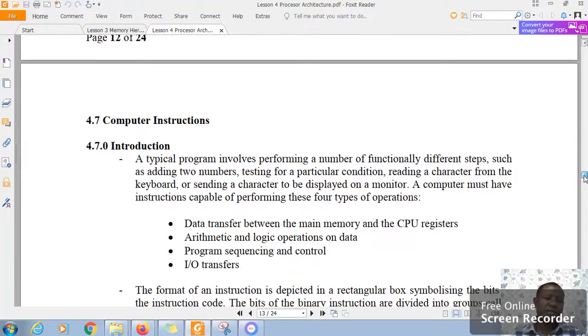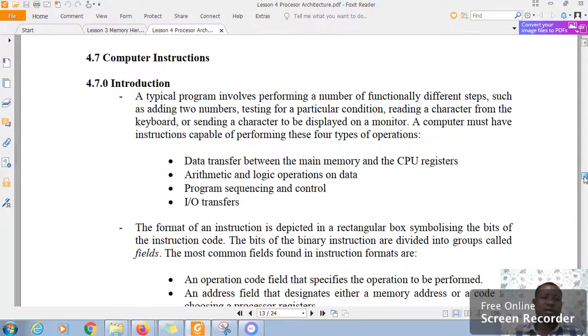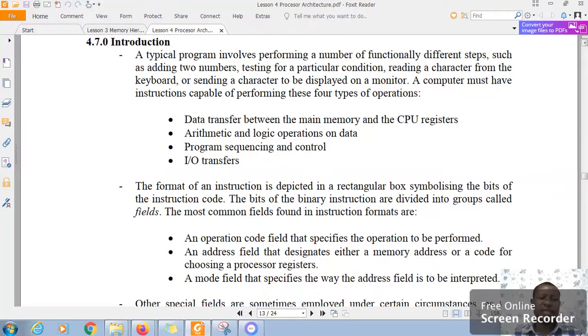Now, let's have a look at the computer instructions. A computer must have instructions capable of performing four types of operation. One is data transfer between the main memory and the CPU register, arithmetic and logical operation on data, program sequencing and control, and input-output transfers. We've seen that based on the few examples we have just done.